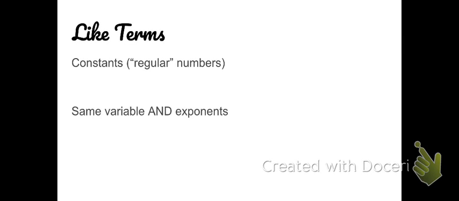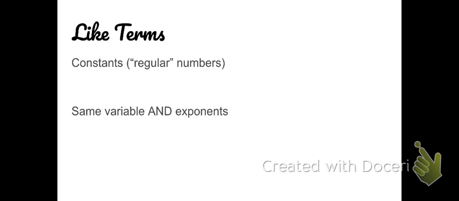Here we're going to review some of the basics of simplifying expressions, solving equations, and inequalities. So first off, you need to know how to identify and combine like terms. So to review, like terms are either constants, which are like regular numbers.